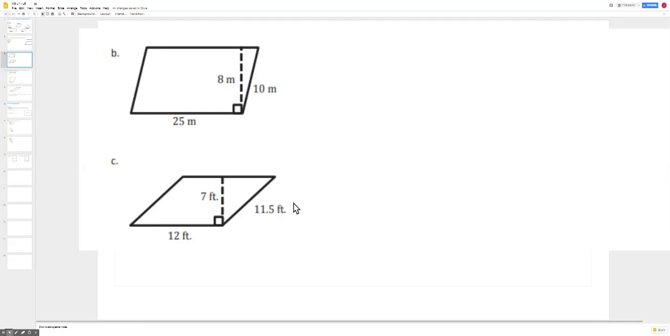All right, students, let's go over a couple more examples. So let's go ahead and look at B and C. Just to remember, the area of a parallelogram is equal to the base multiplied by the height. And of course, they are connected by the right angle.